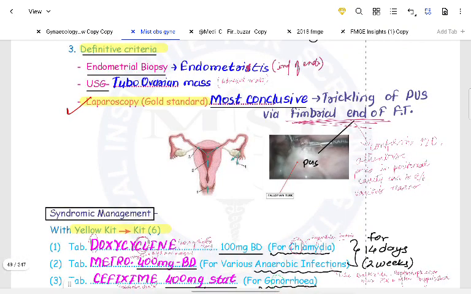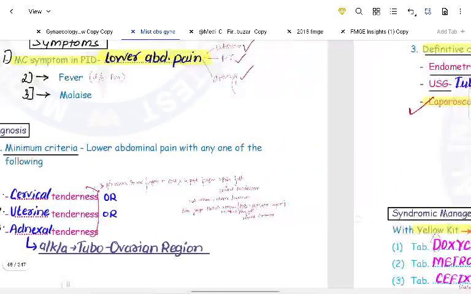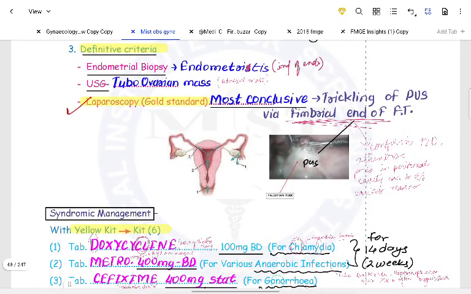Now, syndromic management. We do syndromic management because if PID is left for too long, it can become chronic and cause various problems. So when the patient comes and we see the minimum criteria after checking, we do syndromic management. There are two kits, yellow kit and gray kit. Yellow kit is kit number 6 and gray kit is kit number 2. In the yellow kit, we give them drugs in general so that all of these bacteria will be killed.